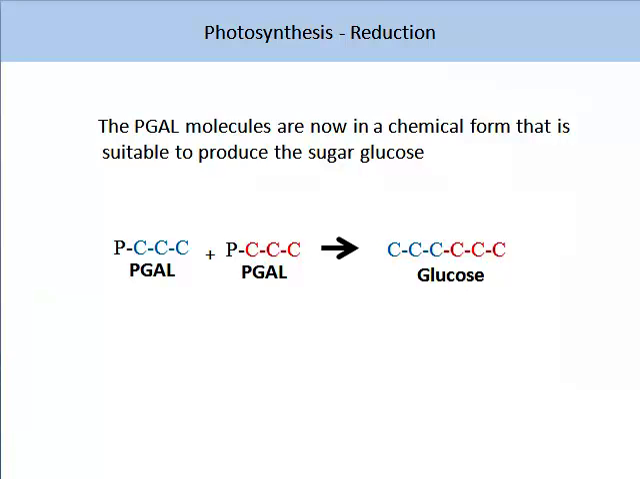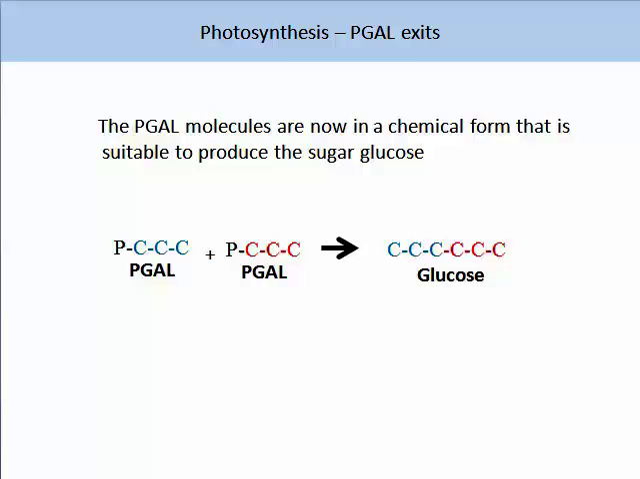Once the PGAL molecule is formed, it now leaves the cycle where it can combine with another PGAL molecule to form glucose. In the illustration on the slide, I have coloured in the carbon molecules. 3 are in blue and 3 are in red, each from the different PGAL molecules. You can see how they come together to form glucose. It is important to realise that PGAL molecules actually exit the Calvin-Benson cycle, and they go off to combine to produce glucose.